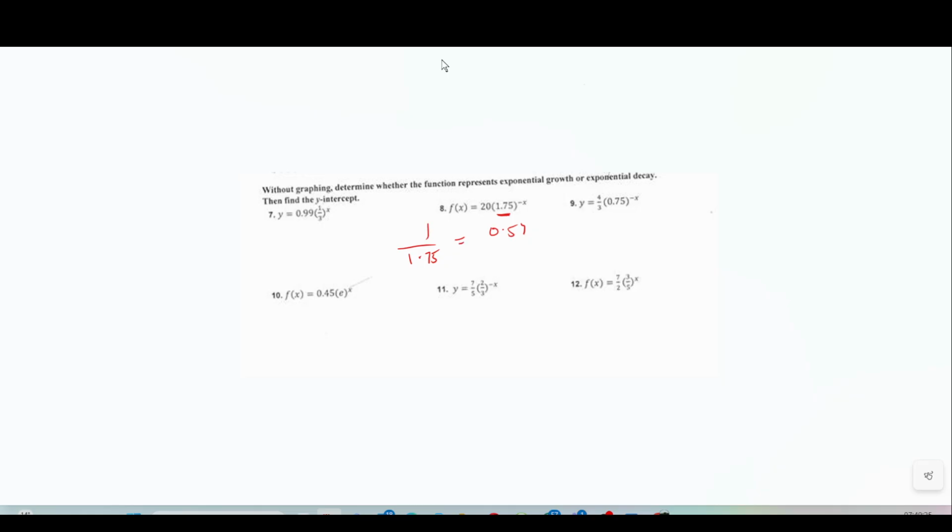1.75, which is less than 1. Okay, and then (0,20) would be the intercept. Yes. Okay, so (0,4/3) would be the intercept, and then growth. Yeah, it is growth, because this one would also be growth. Number 10, yeah, because e is a positive number.